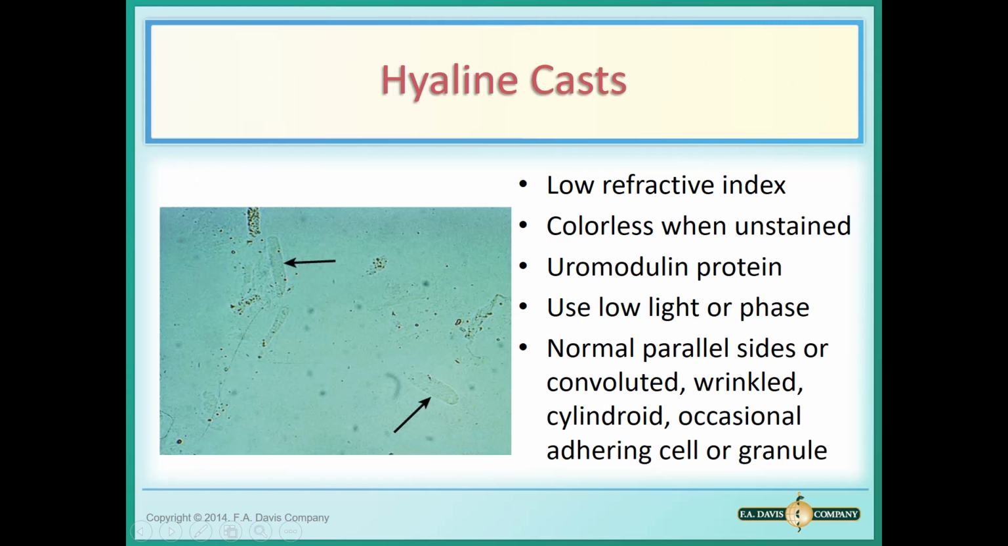These are one of the most difficult to see. They have a very low refractive index because there's very, very little inside of it. It's mostly all protein. As a result, you have to turn the light way down low. It's going to be colorless when it's unstained.